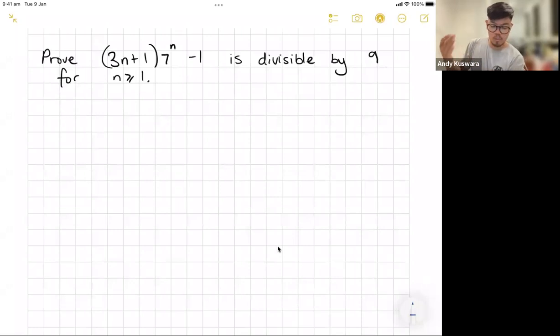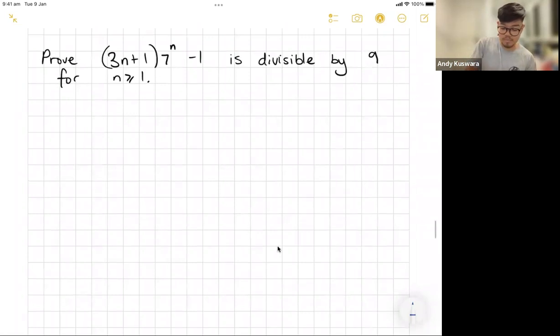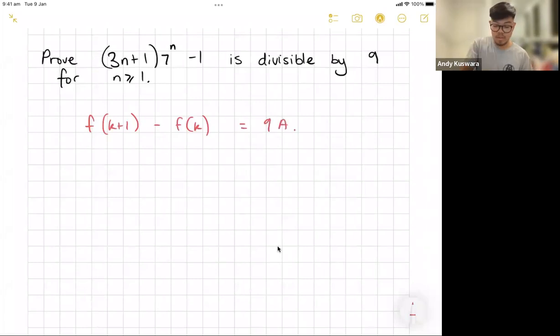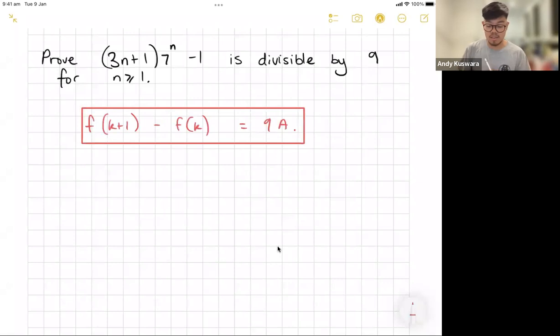But the way that we do this here is we apply this little cheeky rule where, and I'll actually leave this as an exercise, if you do f of k plus 1, take away f of k, this should also be divisible by 9 as well. So that's the trick here. And I might actually let you guys do that.